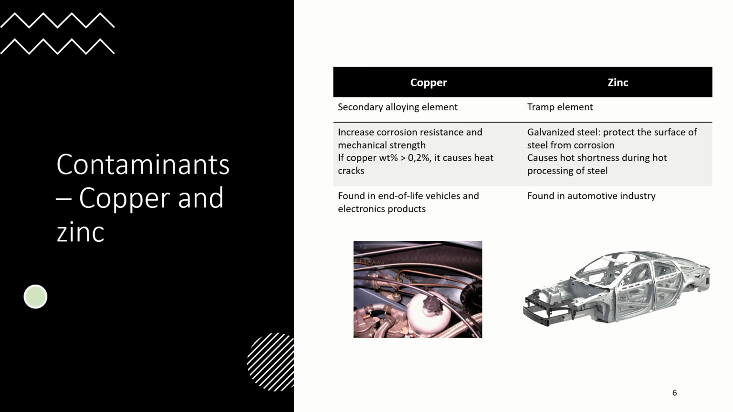So two contaminants that we find a lot in steel scrap are copper and zinc. Copper is a secondary alloying element which is added to increase the steel's corrosion resistance and mechanical strength. But it also decreases its hot rolling resistance, which is why it should be removed before it gets remelted.